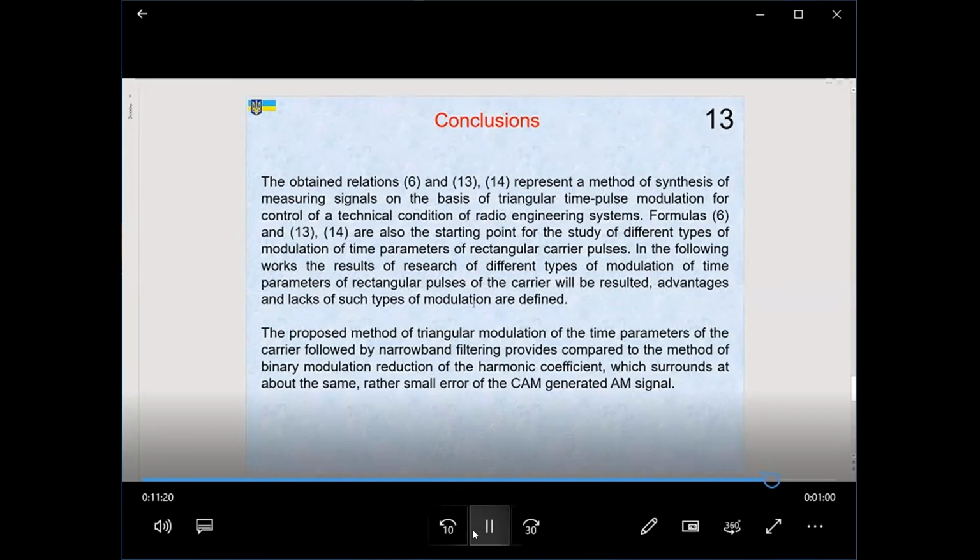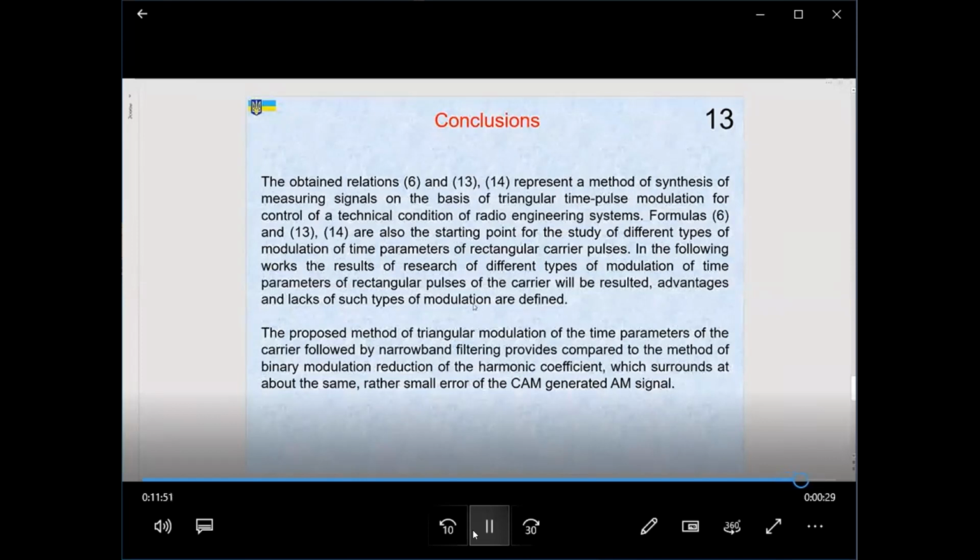Formulas 6 and 30 and 40 are also a starting point for the study of different types of modulation of time parameters of rectangular carrier pulses. In the following works, the results of research of the different types of modulation of time parameters of the rectangular pulses of the carrier will be advanced and the best such types of modulation determined.